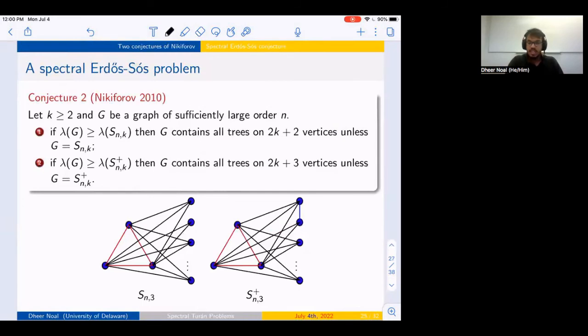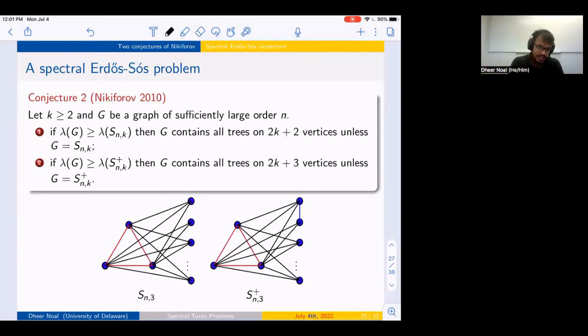And there's a similar conjecture for trees for the Erdős–Sós problem, which goes: if your spectral radius is at least as much as that of S_{n,k}, then you're going to contain all trees on 2k+2 vertices, unless you are the graph S_{n,k}. And similarly, if your spectral radius is at least as much as that of S_{n,k}^+, then you're going to contain all trees on 2k+3 vertices, unless you're the graph S_{n,k}^+.